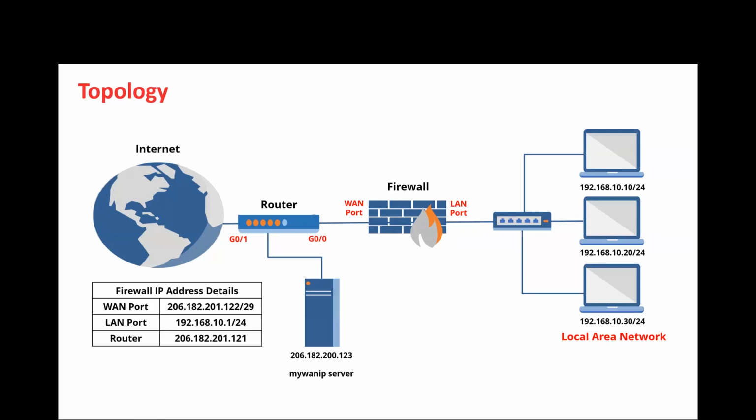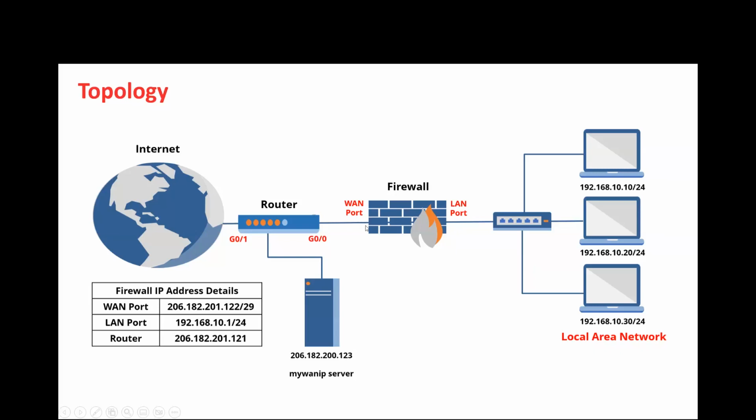We'll see what is Cisco ASA. So here, as you see on the right hand side, we have our LAN network. I have taken the LAN network as the 192.168.10.0 network. And for all these LAN computers, your firewall will be the gateway. So the firewall's LAN interface has IP 192.168.10.1.